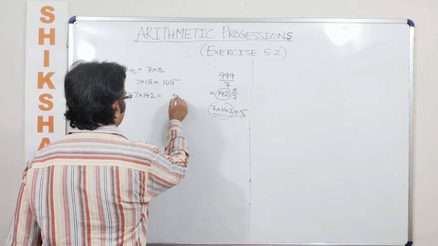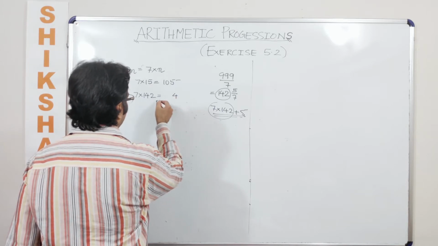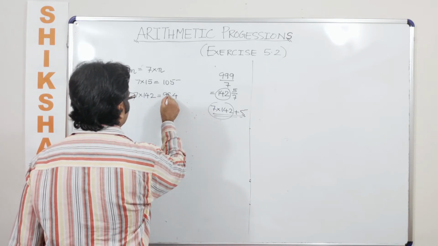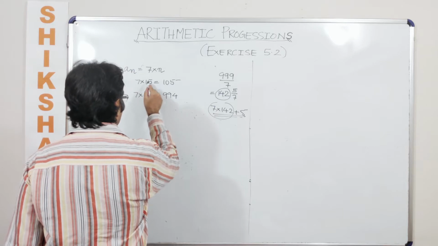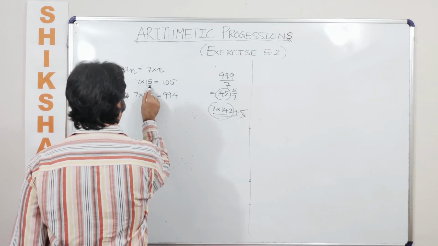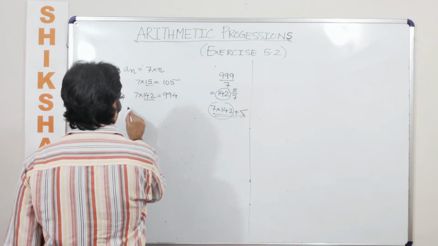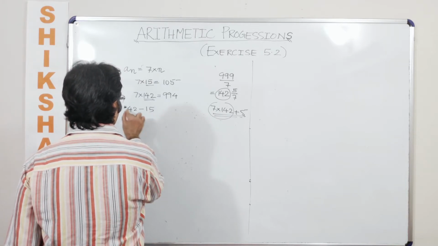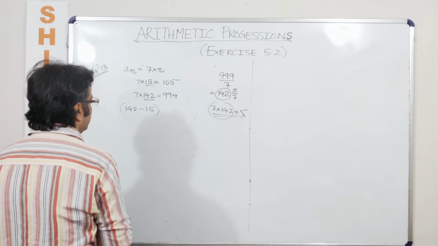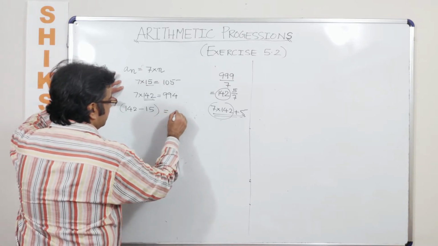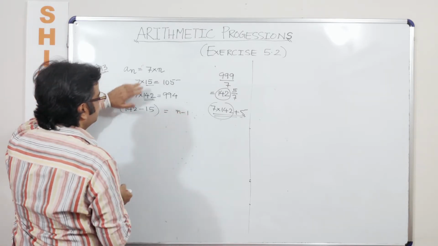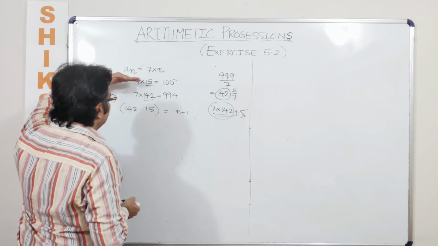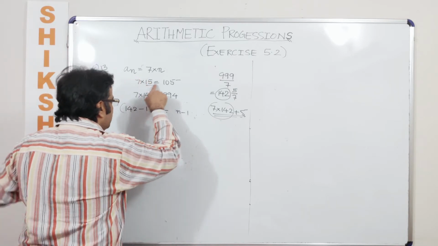Now, how much is 7 into 142? 7 into 142 is nothing but 7 into 2 is 14, 1 carried, so 994. What is the count? You will just focus on this. So 142 minus 15, when you do this, you get the total count. But here, this value is n minus 1. Why is this value n minus 1? Because from this, if you are subtracting this, then you have excluded this number.